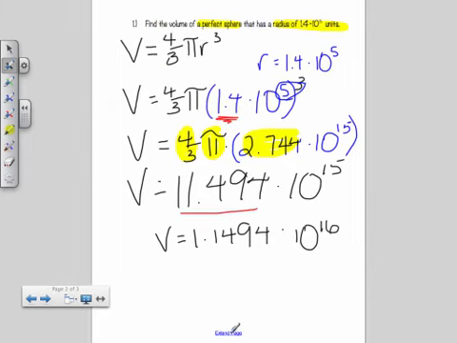Last thing that I want you to do for the purposes of my class is, if the number is given to you rounded to the nearest tenth, then for your final answer, keep it rounded to the same value.